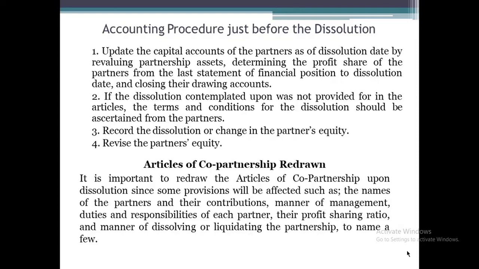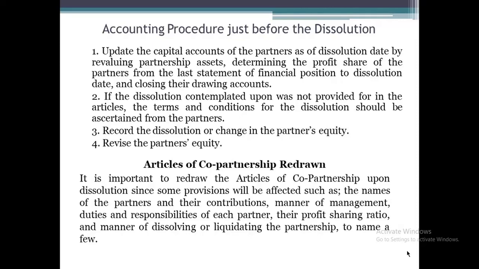Ayan yung value ng building nila, yung partnership assets. Ayan. Or like for example, yung value ng mga assets ng partnership, yung ari-arian ng partnership. Syempre, may mga nag-appreciate, may mga nag-depreciate. I-update nila lahat ng mga yon.